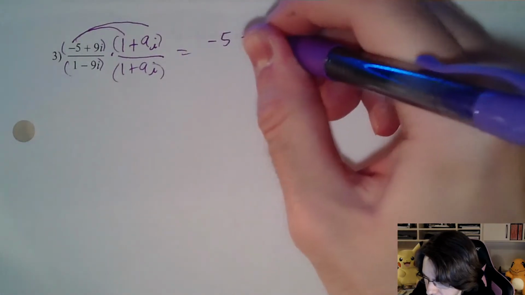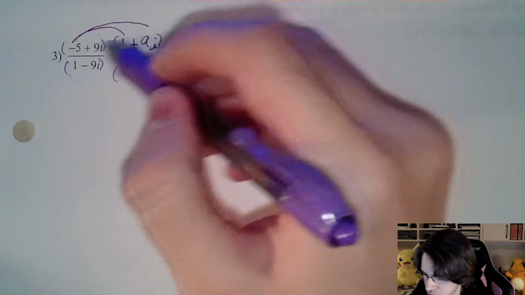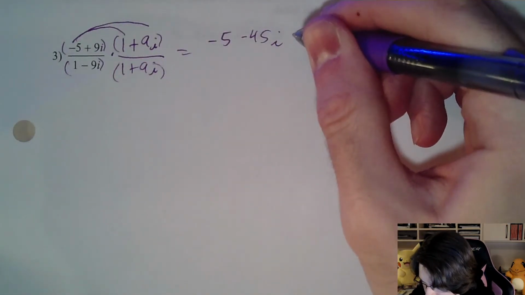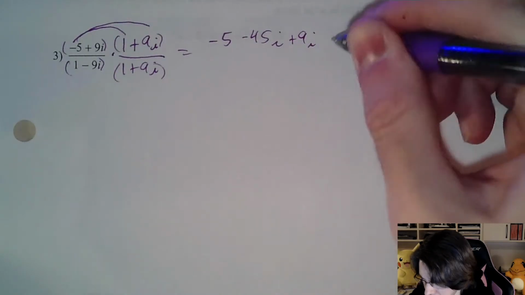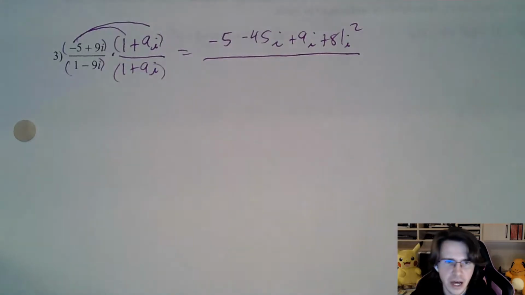And then we got -45i. I'm not even going to draw them. They do the same thing with the 9 and the 9i. So plus 9i and then plus 81i squared. The bottom is where it's different.